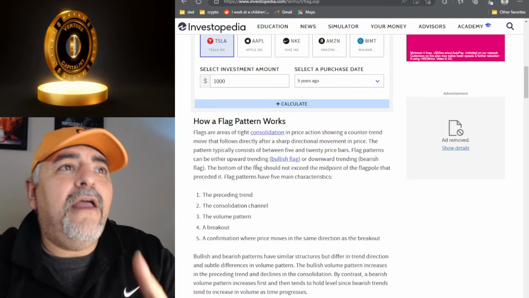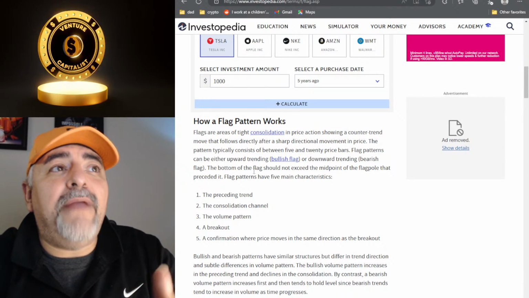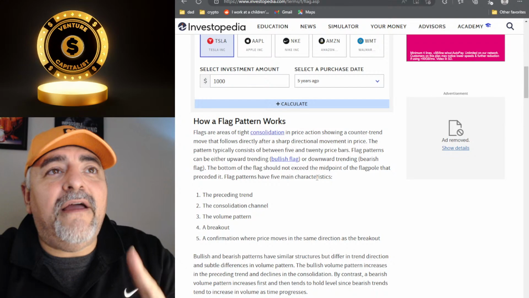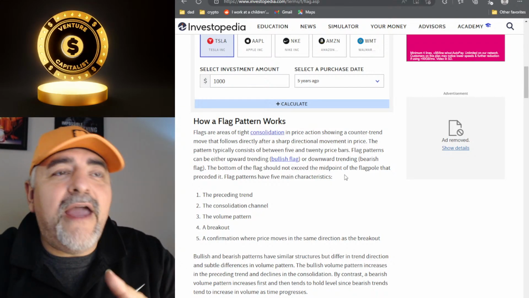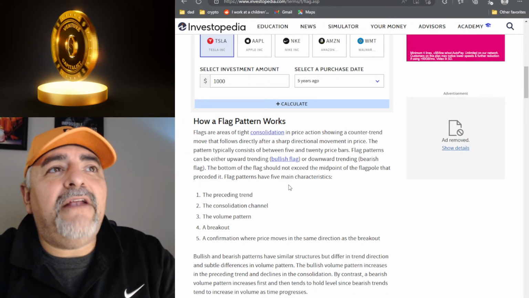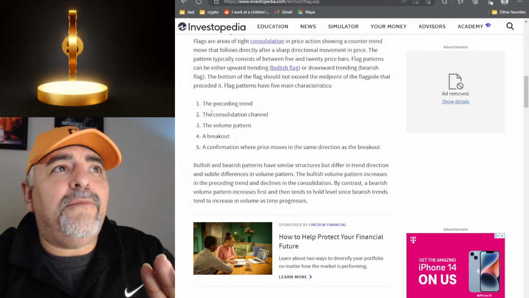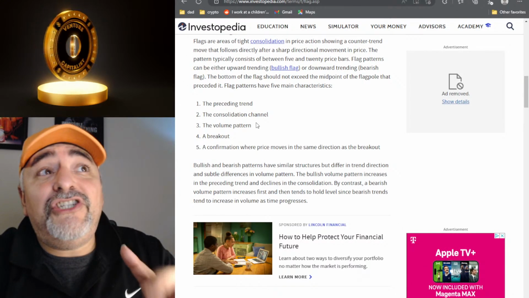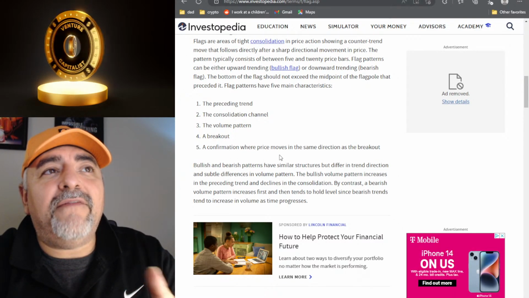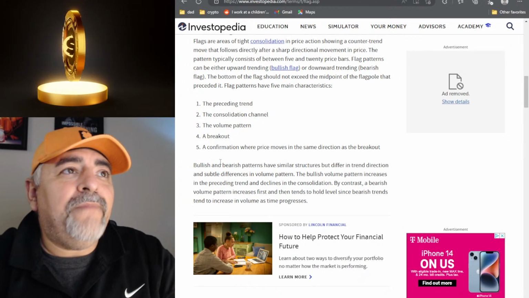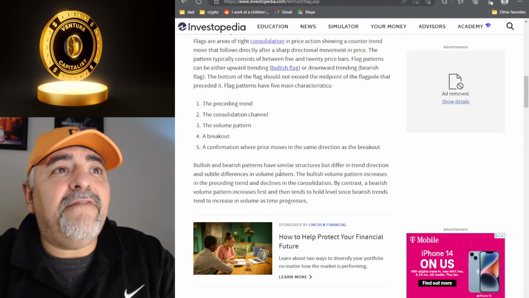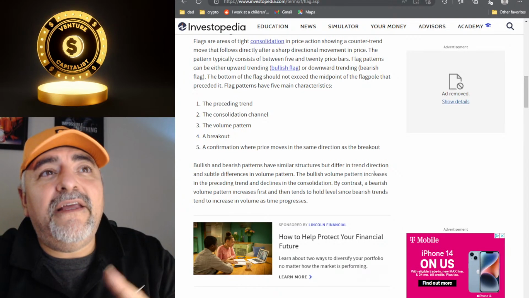Flag patterns can be either upward trending bullish flags or downward trending bearish flags. The bottom of the flag should not exceed the midpoint of the flag pole. So when it's coming down or whatever, going up, whatever, it should never pass the middle of your flag pole. Flag patterns have main characteristics: the preceding trend, the consolidation channel, and the volume pattern. A breakout, a confirmation where the price moves in the same direction as the breakout. Bullish and bearish patterns have similar structures but differ in trend direction.